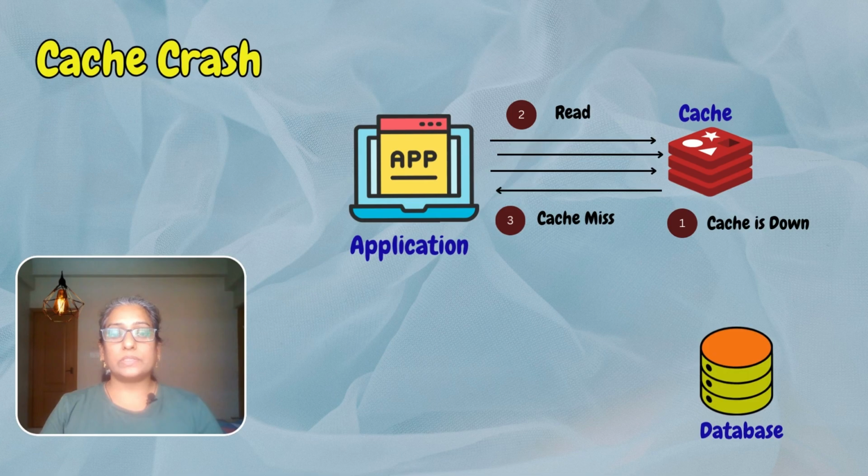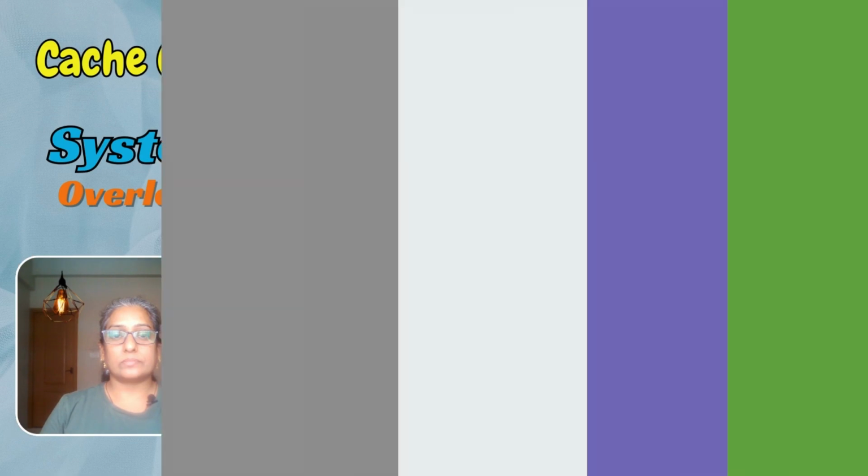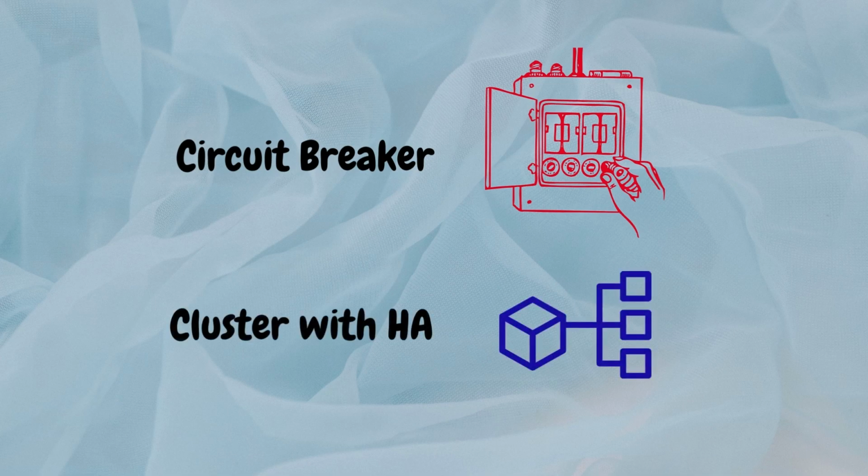Cache crash happens when the cache is down, either due to software bugs or hardware failures, and all the requests directly go to the database. There are two ways to solve this problem. One is to set up a circuit breaker, and when the cache is down, the application services cannot visit the cache or the database. The other is to set up a cluster for the cache to improve cache availability.